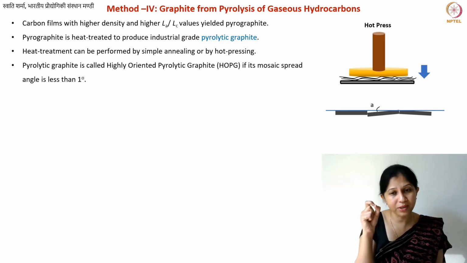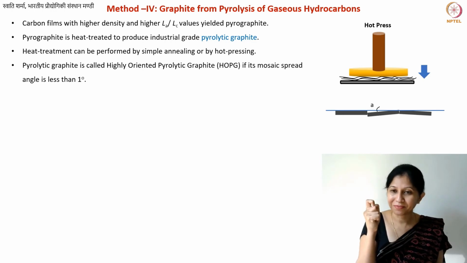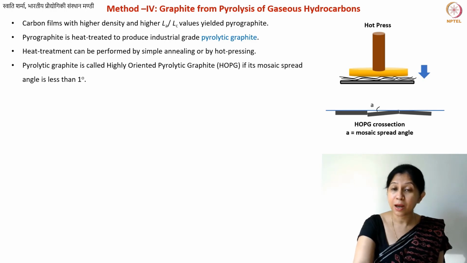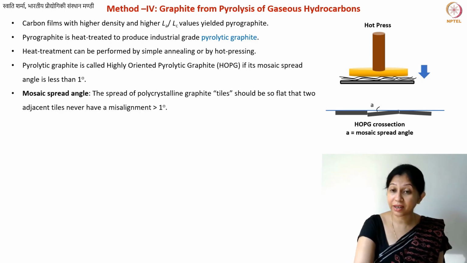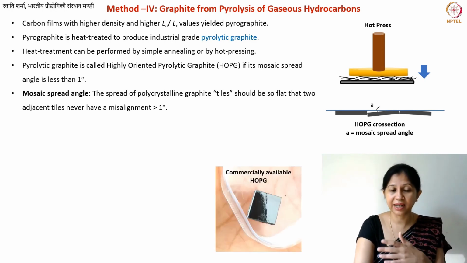This angle needs to be less than 1 degree. You can imagine 1 degree is so small. And interestingly, you can get graphite samples up to a couple of centimeters long. So it is a polycrystalline type of graphite, but the mosaic spread is still less than 1 degree. That is what you call highly oriented pyrolytic graphite. You have these tile-like structures.